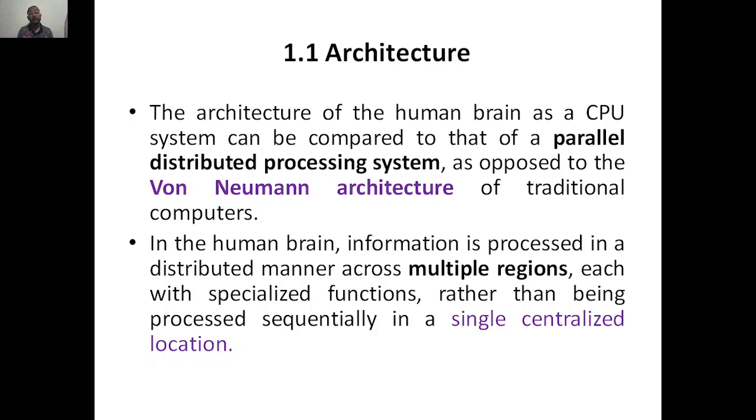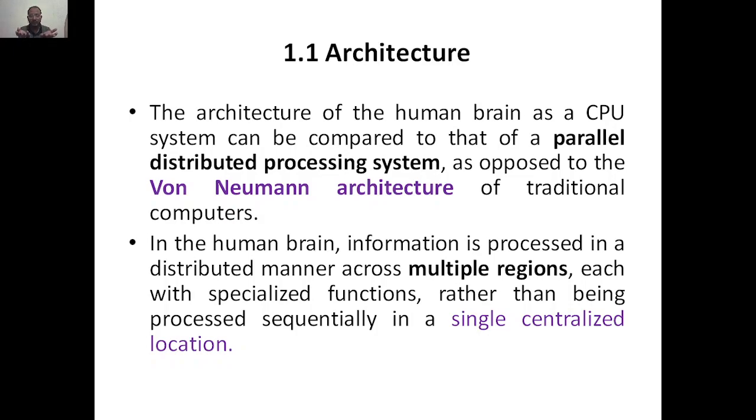Okay, so how can we compare? We have the brain, and we have the CPU. We can compare the brain to a CPU as a parallel distributed processing system, because what is a CPU? It is a processing system, whereas the brain is also a processing system. In the previous topic, we discussed how exactly the CPU and brain work.